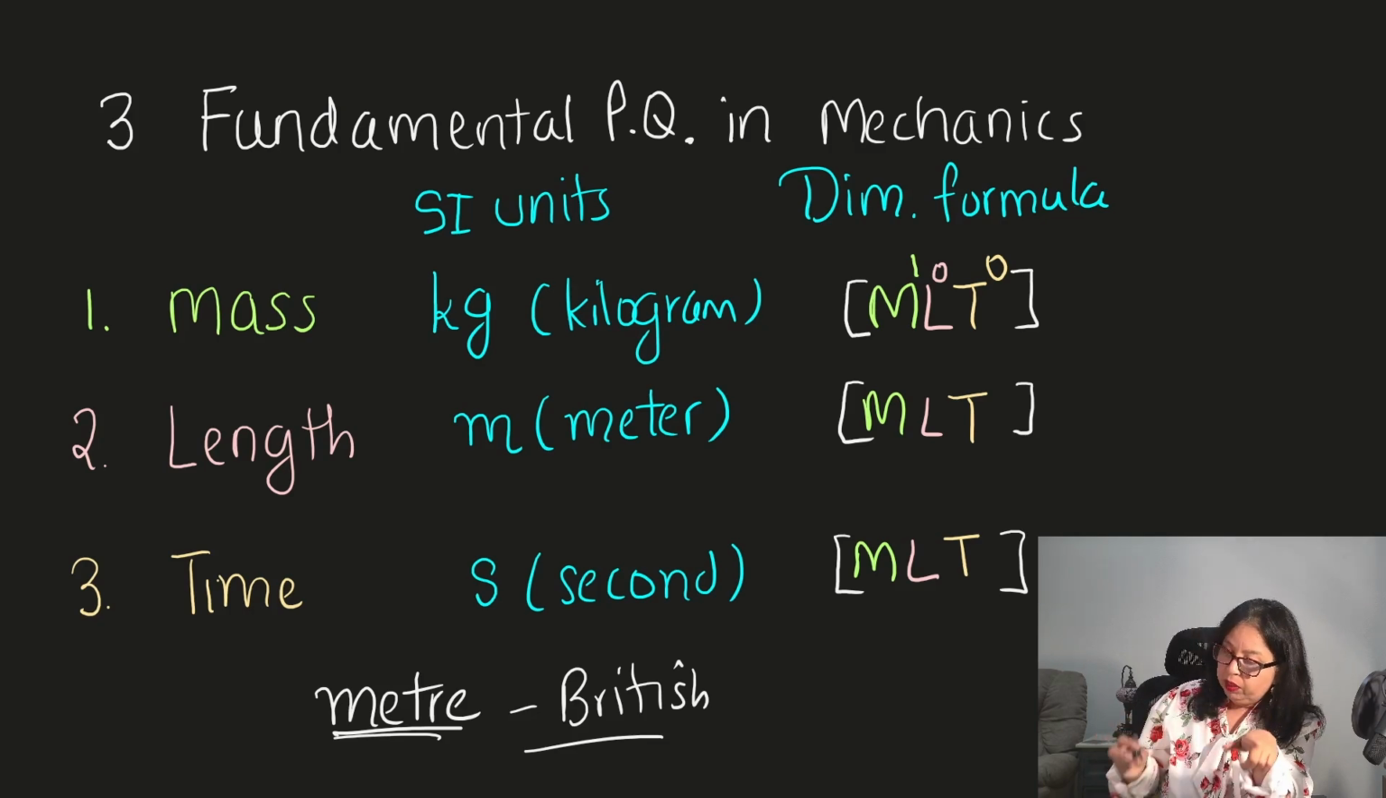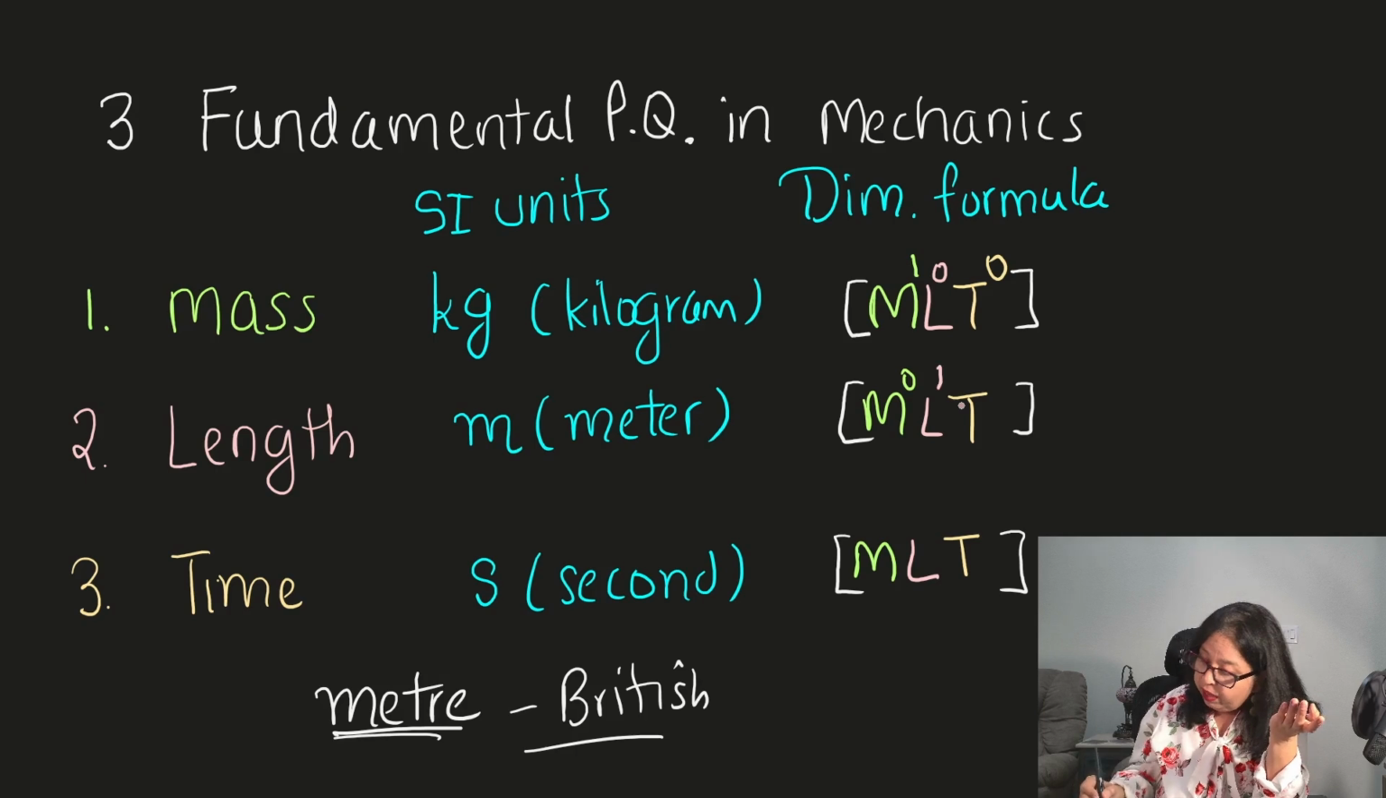Next, moving on to length. Is there any mass in length? No, it is length. Is there any length in length? Duh. Yeah, we have one length in length. How about time? Nope, because we're writing the dimensional formula for length, not for time, not for mass. So the dimensional formula for length is M0 L1 T0.